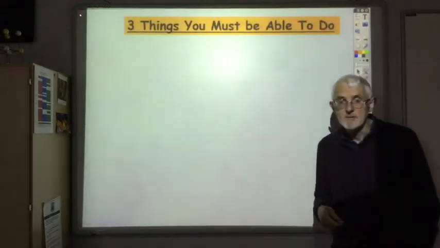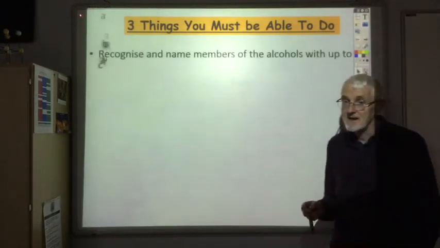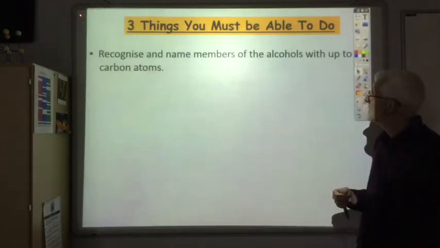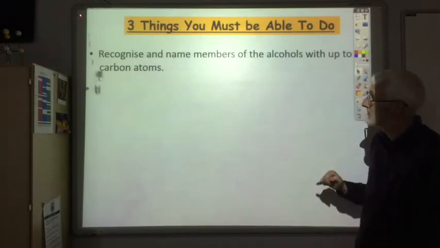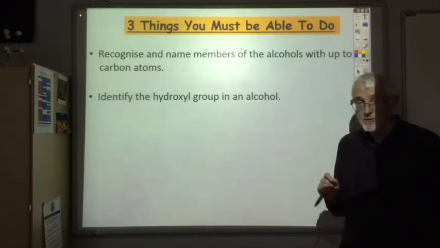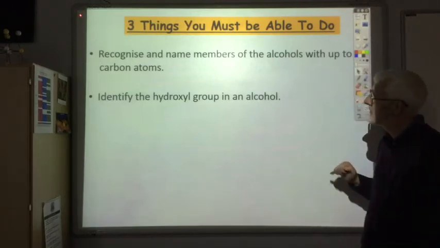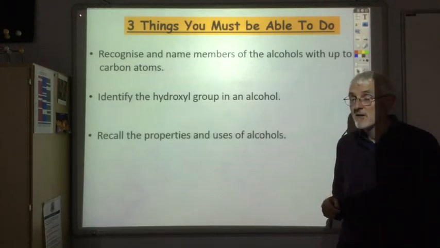Okay, 3 things you must be able to do. You should be able to recognise and name members of the alcohols with up to 8 carbon atoms. You should be able to identify the hydroxyl group in an alcohol, and you should recall the properties and uses of alcohols.